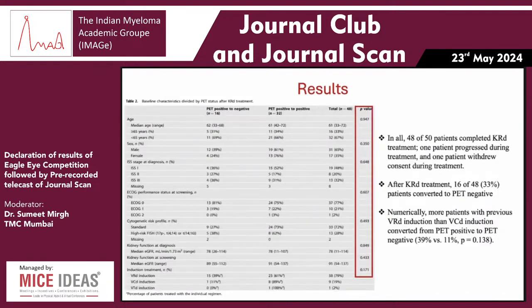The second table showed that after giving the KRD consolidation, how many patients actually had a PET positive to PET negative conversion. It was seen that about 33% of patients were converted to PET negative, and numerically the patients who were given VRD induction had higher conversion from PET positive to PET negative than those given other regimens, specifically VCD. But again, the differences were not statistically significant. No other factor actually had any impact on the PET positive to negative conversion rate.